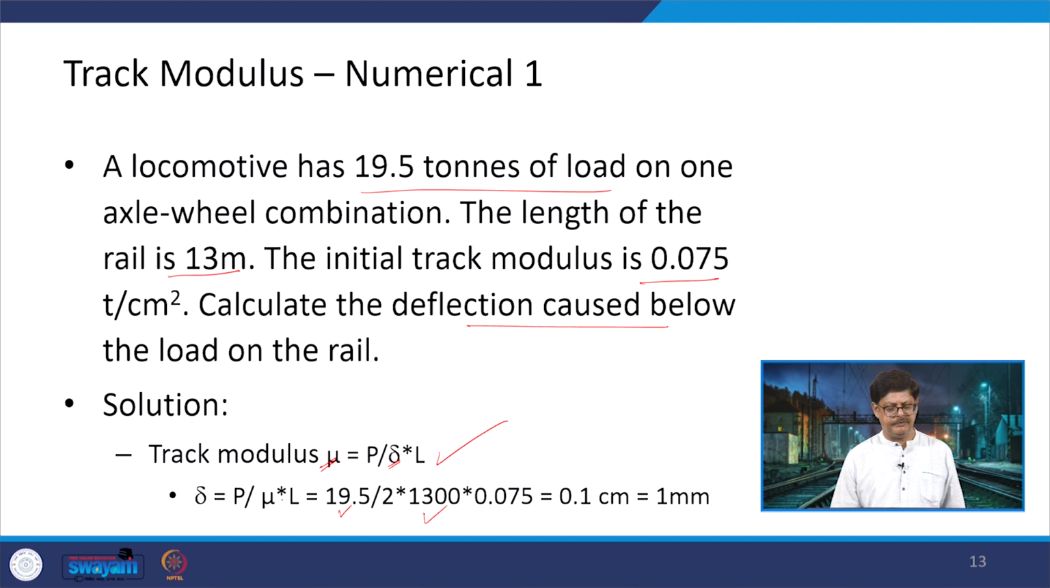So, if we put these values, we will get a value of delta here, and delta in this case comes out to be 1 mm. So, this is the total deflection, or basically the average deflection, you can say; instead of saying total, it is total divided by n that you have to do. So, it is an average deflection which is being caused on the rail because of this loading.